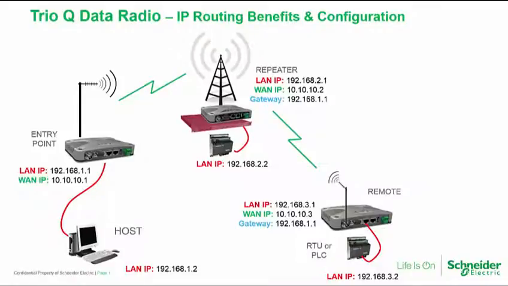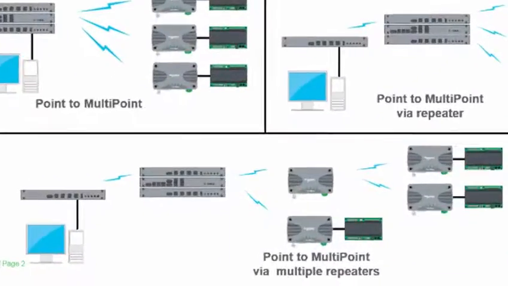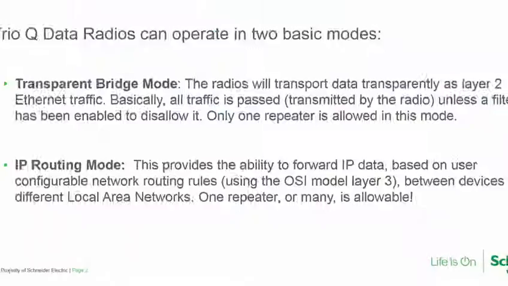In this video, I will discuss the benefits of IP routing in the Trio Q licensed data radio, as well as show the basic configuration required. There are various topologies available when using a Trio Q data radio system. Any of these may be configured when using IP routing mode. However, the multiple repeaters topology at the bottom of the screen is only available when using IP routing mode.